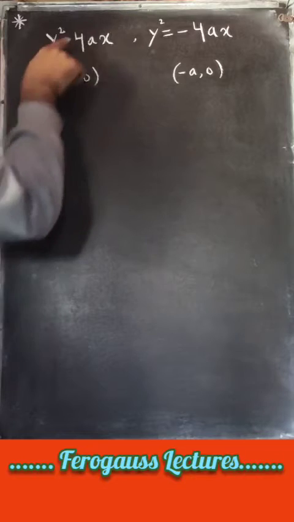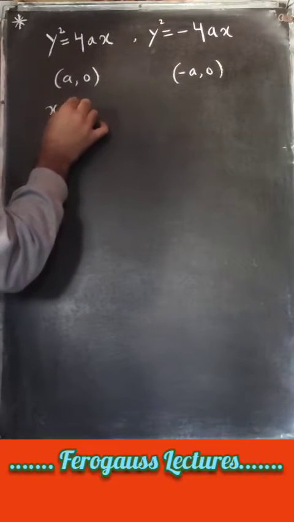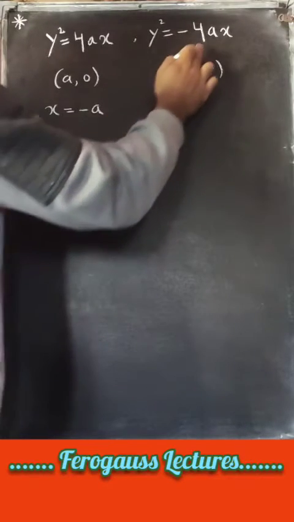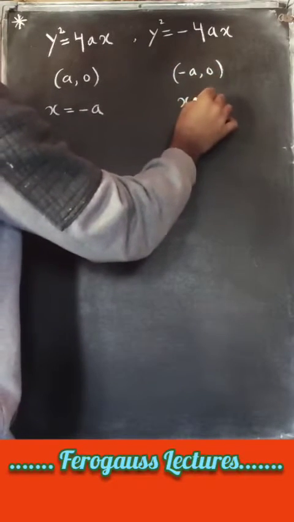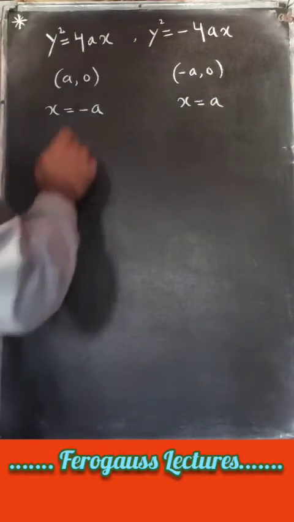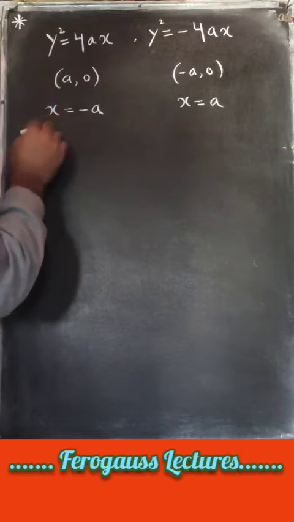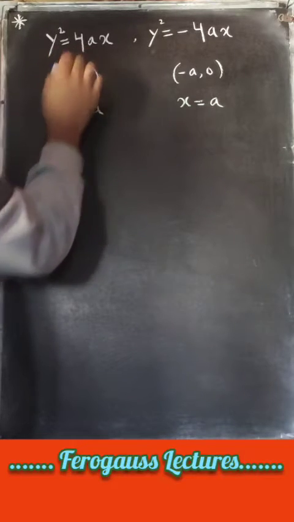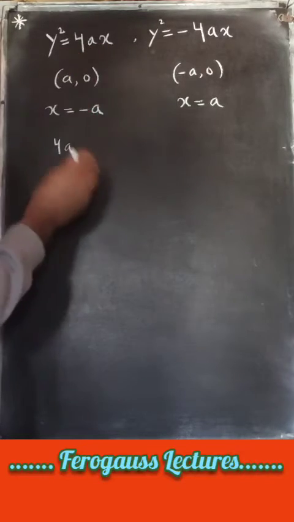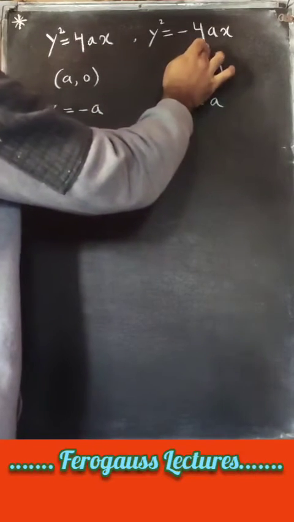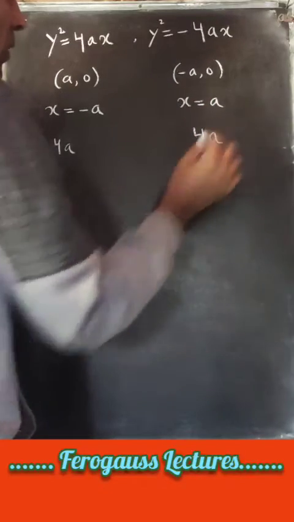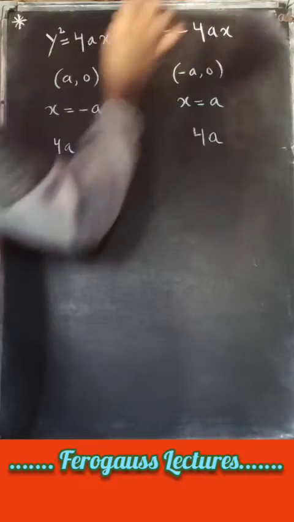Equation of directrix for this parabola is x equal to minus a, and equation of directrix for this parabola is x is equal to a. Okay? Now length of latus rectum for this parabola is 4a, that is coefficient of x, and length of the latus rectum for this parabola is also 4a, because we have to take the absolute value of the coefficient of x.